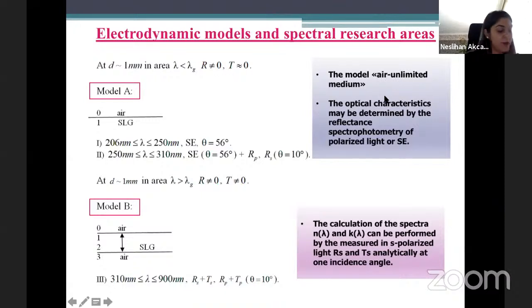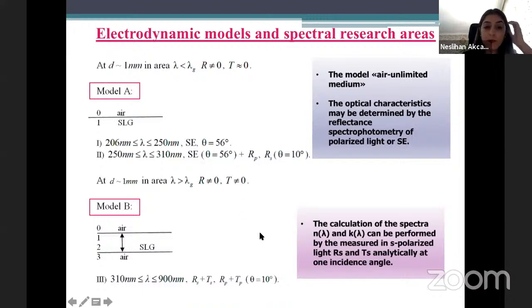And also, for such a simple model, the formulas for analytical calculation of the spectra N and K are known. They can be obtained from RS measured at two incidence angles in S-polarized light, or from RP and RS measured at one incidence angle in S and P polarized light. Another way is the measurement of ellipsometric angles delta and psi at one incidence angle.